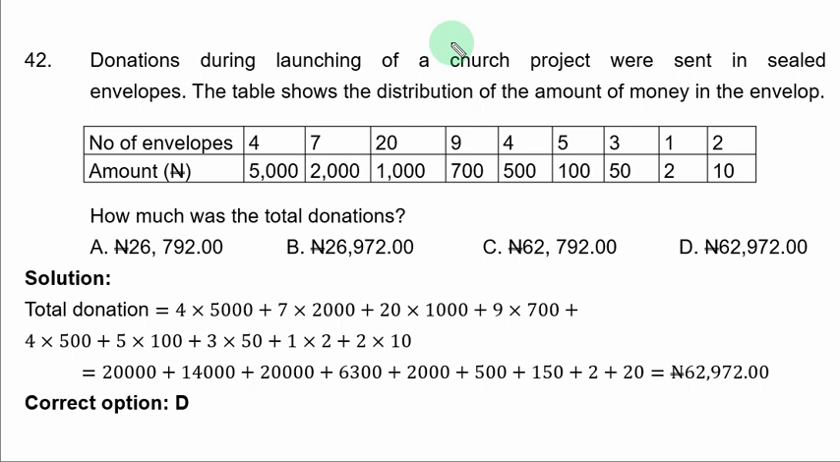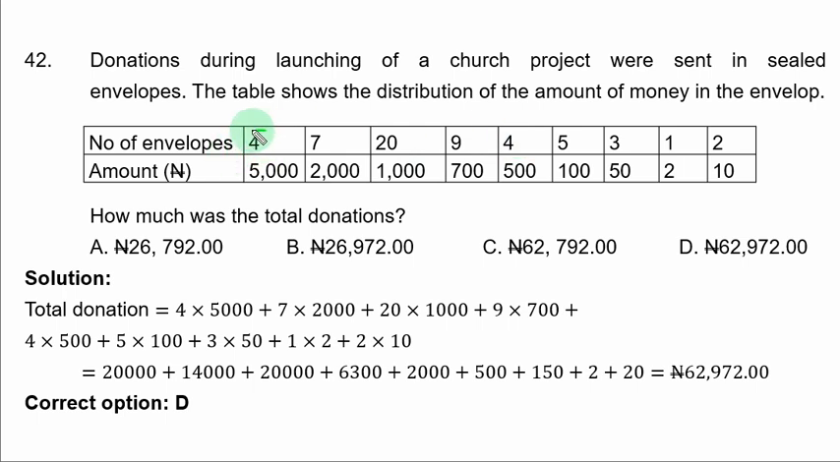Question 42. Donations during launching of a church project were sent in sealed envelopes. The table shows the distribution of the amount of money in the envelope. Number of envelopes, you have 4. The amount there is 5,000 naira in each of the 4 envelopes. 7 is 2,000, 20 is 1,000, 9 envelopes, 700 naira each, 4 envelopes, 500 naira each, and so on. How much was the total donations?